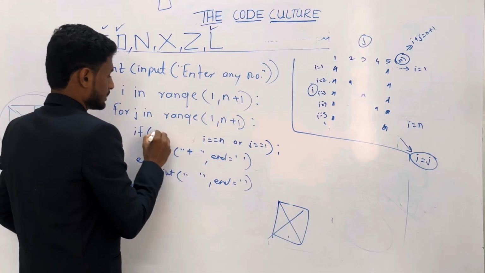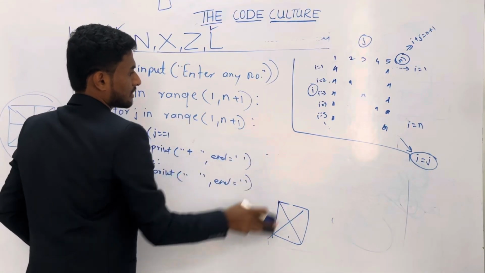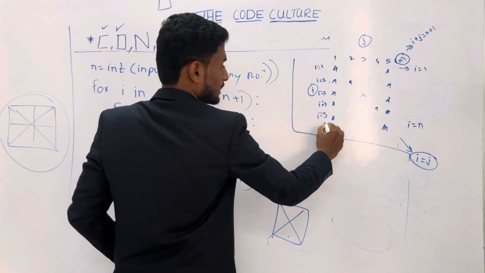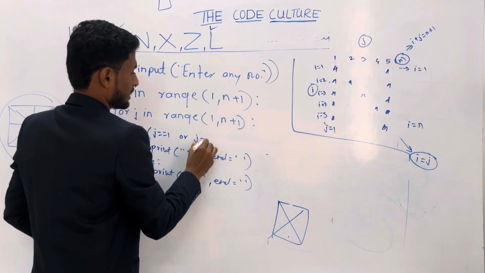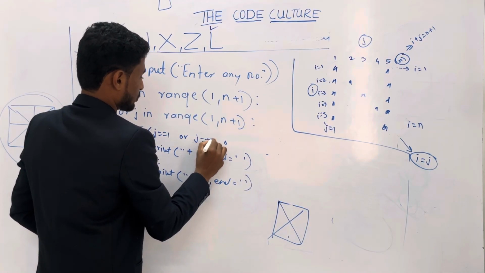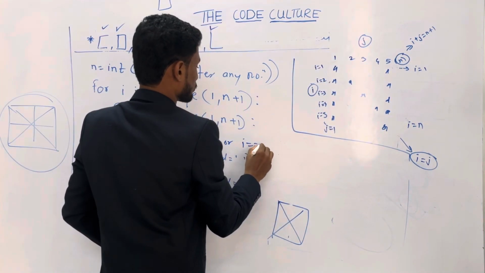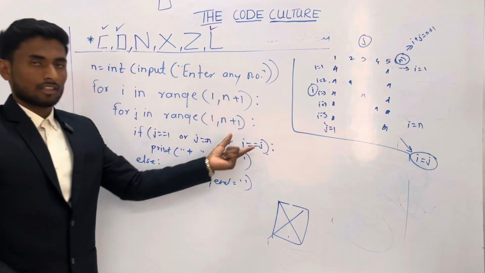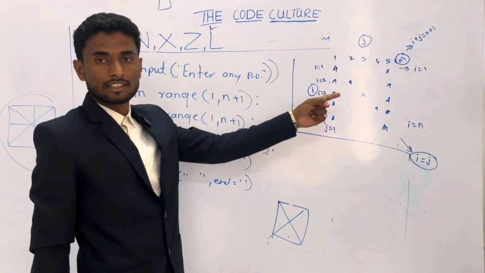We have j equals to 1. We'll erase all the things and write the equations again. The equation of this line is j equals to 1. The equation of this line is j equals to n. And the equation of the diagonal is I equals to j. So by using these conditions we can print N.